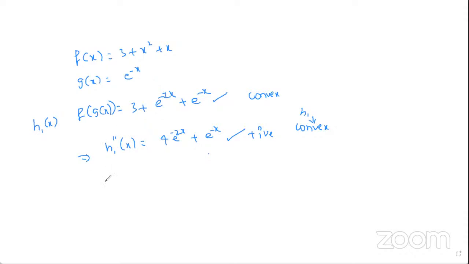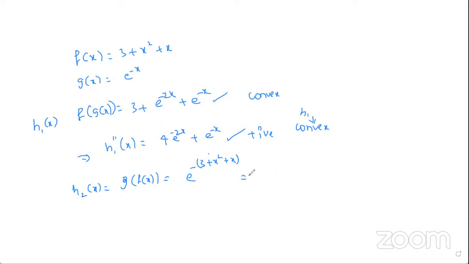Yes. Okay, so now we'll go for h2 of x, which is nothing but g of f of x. This will be equal to e power minus of 3 plus x square plus x, right?